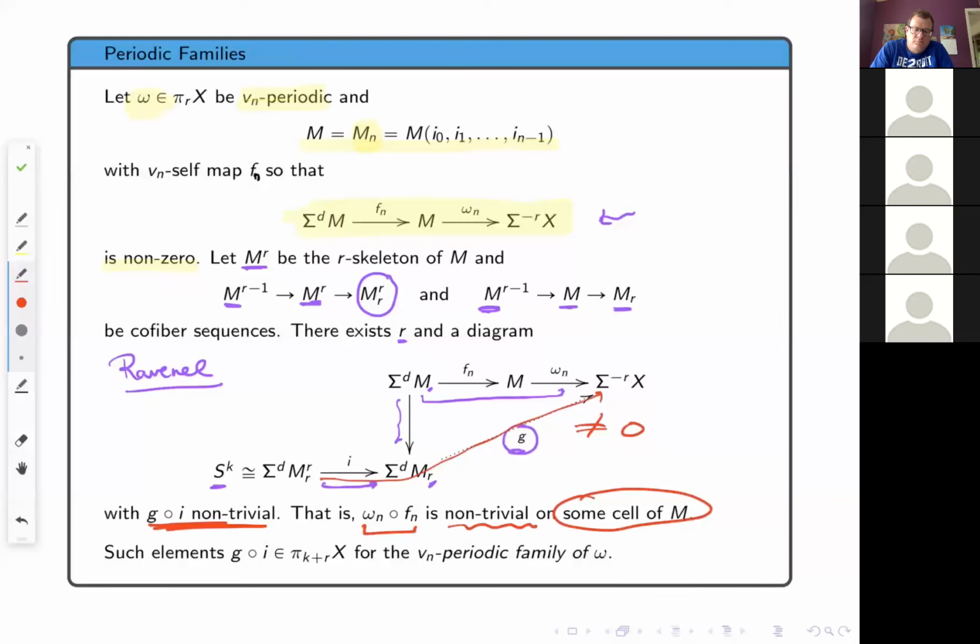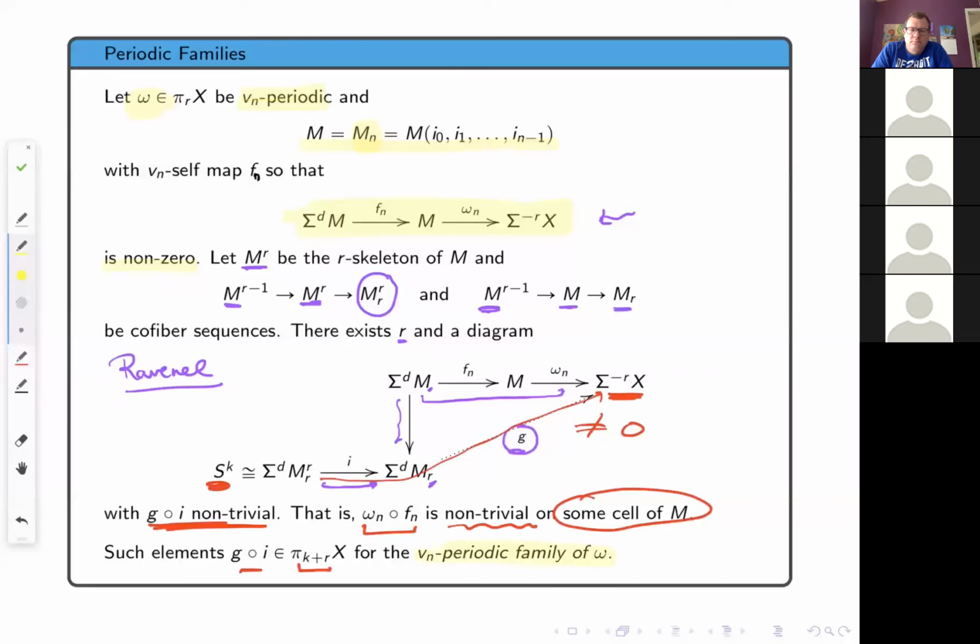And you don't know which cell it is. It could be the bottom cell. It could be some cell in the middle. You just don't know, but there's going to be one that's not trivial. And for such an element, this composite gives you a new element. You have a map from S^k to Sigma^(-R) of X, which is an element in pi_(k+R) of X. So it's a new element in the homotopy groups of X. And we say that this element is part of the Vn periodic family for W.